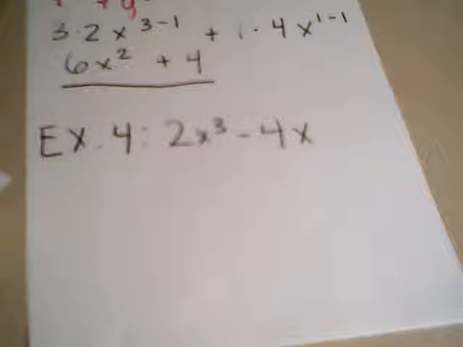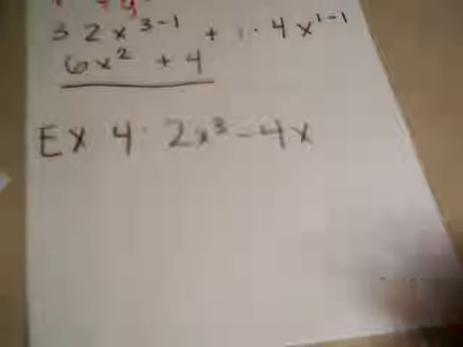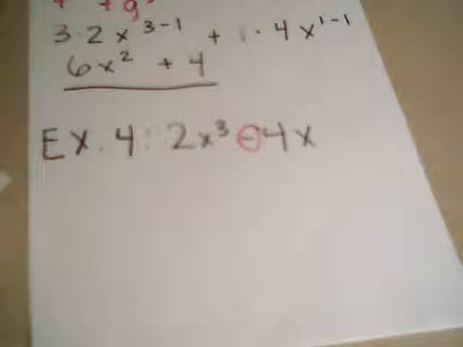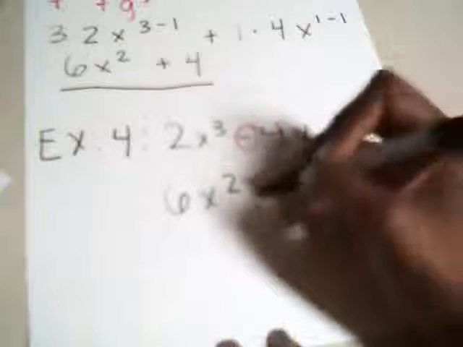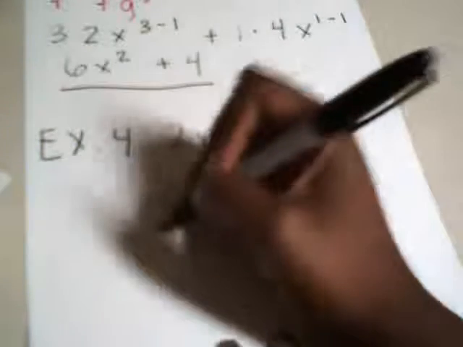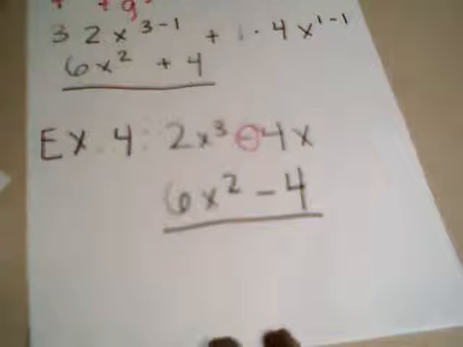Example 4 should be worked out in the same way. The only difference is the subtraction sign, which means we are applying the difference rule. The derivative of each term individually is still the same. Our answer will just have a minus sign.